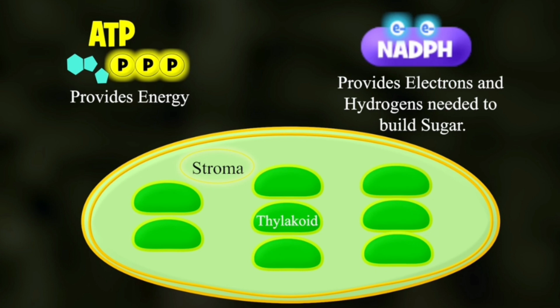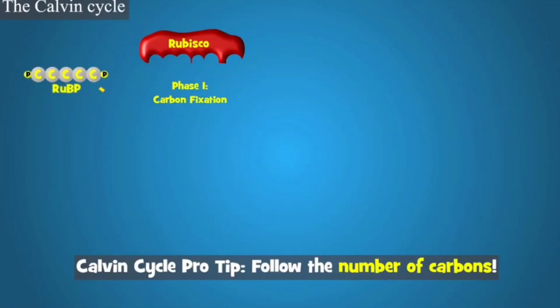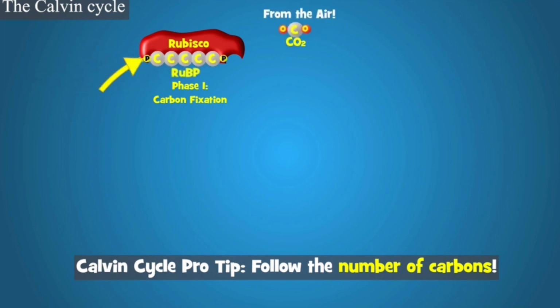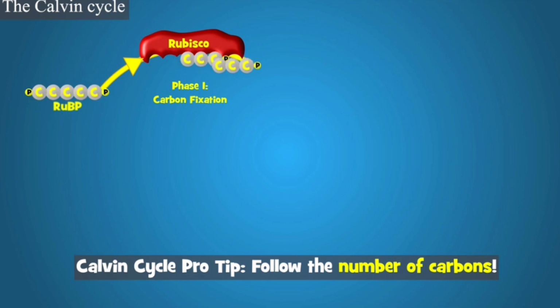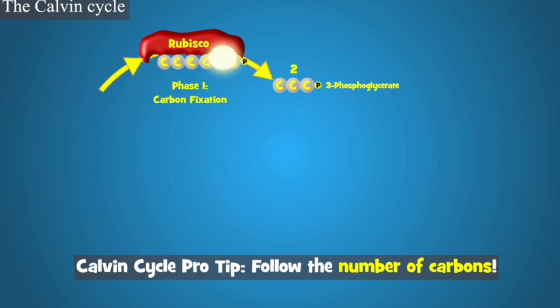ATP provides energy and NADPH provides electrons and hydrogens. Here's how it works. Phase 1: carbon fixation. An enzyme called Rubisco takes CO2 from the air and adds it to a 5-carbon compound called RuBP. This is called carbon fixation. This makes a 6-carbon compound that immediately splits in half to make molecules of 3-phosphoglycerate.